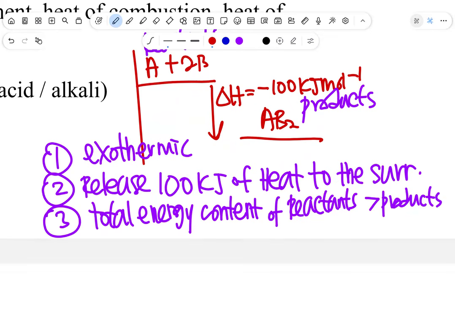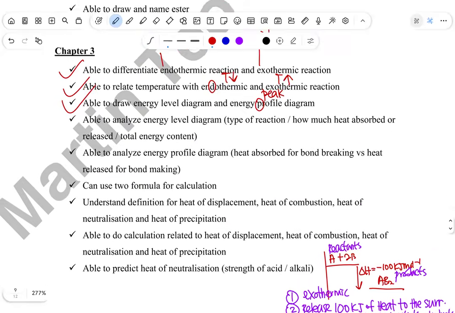Sometimes they just give you an energy level diagram and ask you to get 2 or 3 pieces of information from there. So make sure everyone knows what information can be extracted from the energy level diagram. Okay, these are very straightforward though.